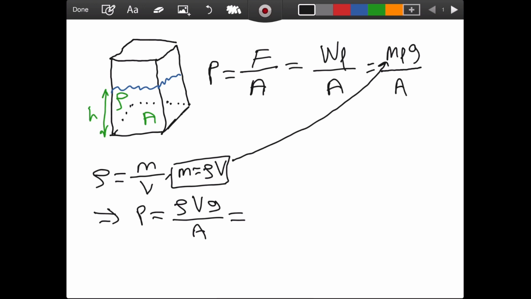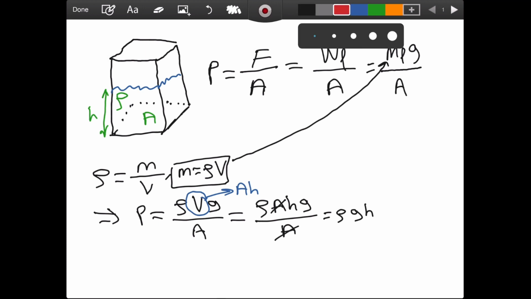And we can take a step further. What is the volume of our liquid? Well, the volume is just A times H, right? So I substitute this in, and I have, oops, a typo there. I have this. And what do we see? We see that A's cancel, and we are left with rho times g times the height of our liquid. So, to emphasize it, I'm going to write with red.